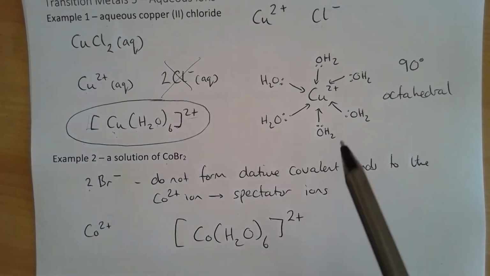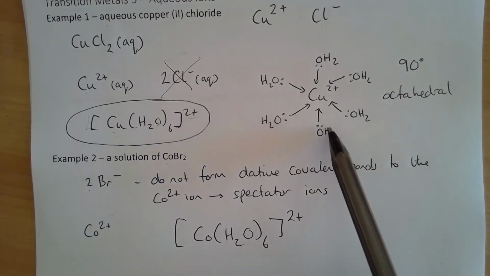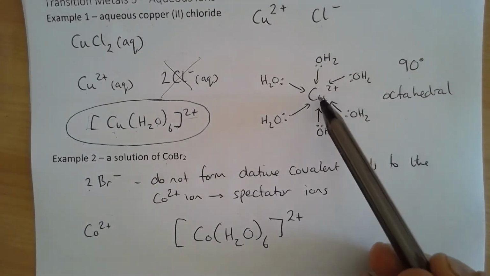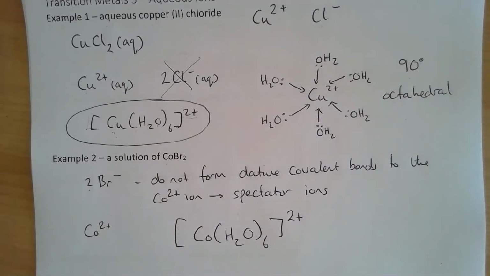We could draw the structure again, but it would be exactly the same as the previous one. It would be 90 degrees, it would be octahedral, and instead of copper we just have cobalt. So all aqueous complexes are octahedral and they have a 90-degree bond angle.